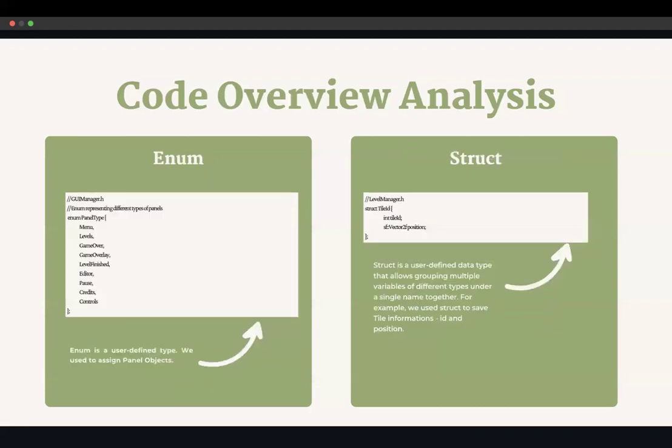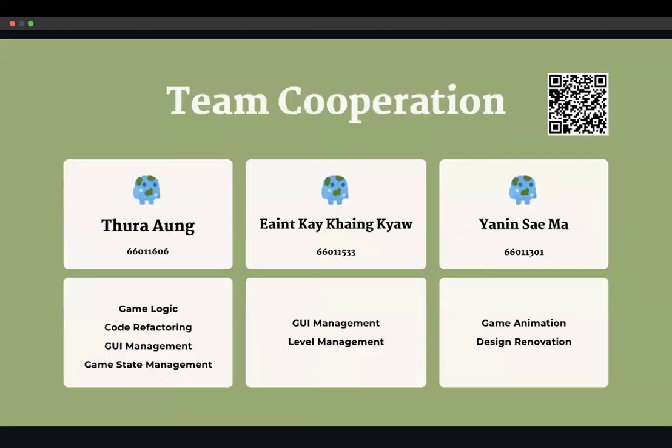We also use enum, which is a user-defined type, to assign the tile objects here, and we have a struct which includes the tile ID and the Vector2D position. Here, position is the variable name, and Vector2D is the vector type from SFML.